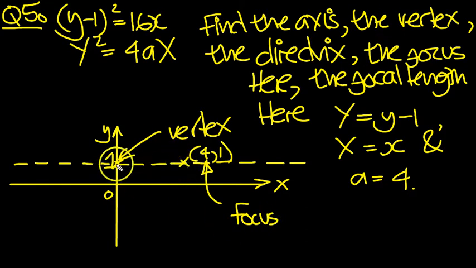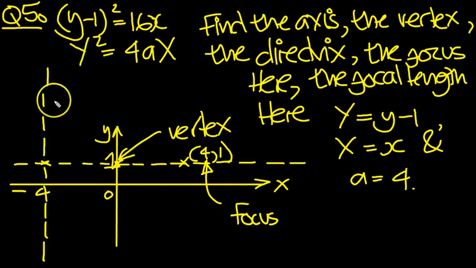Here's the value 1 for the vertex. So if we go forward 1 to the focus, we go back 4. So that's minus 4. And that takes us to the directrix, doesn't it? So if we drop a vertical here at the value minus 4, this is now the directrix.